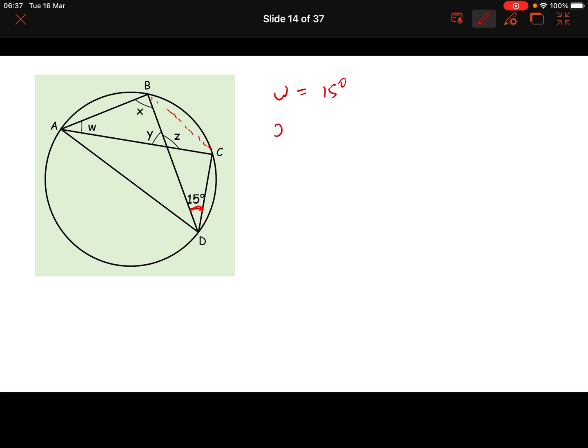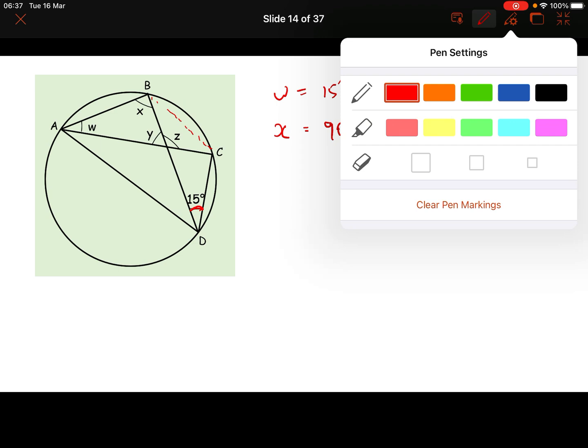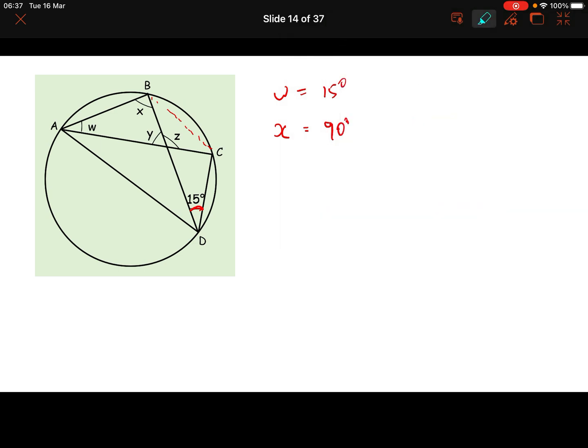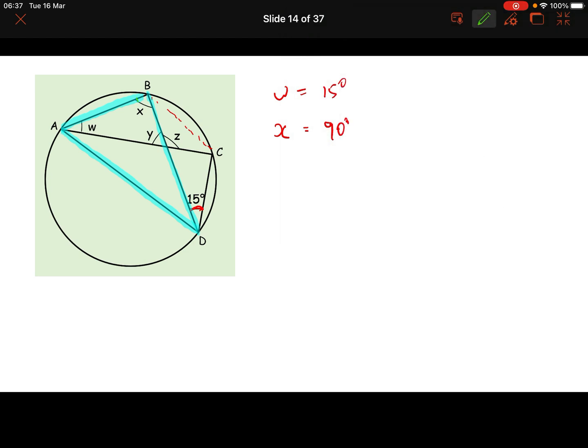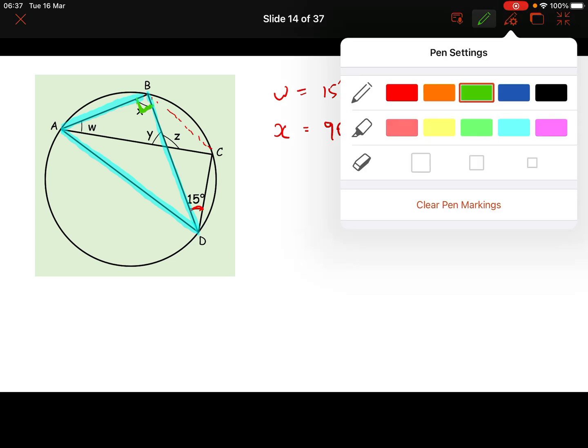X is equal to 90 degrees. How do we know? Well, actually, I'm making an assumption, but it's a correct assumption that AD is the diameter. And therefore, what we've got here is a semicircle situation. So a semicircle always makes a right angle. Okay, so angle X must be 90 degrees, which means we can find Y.